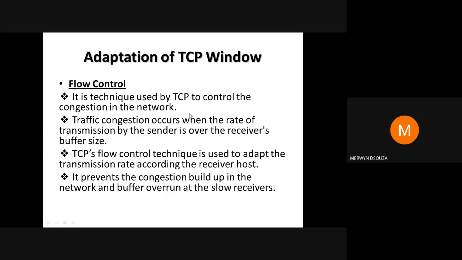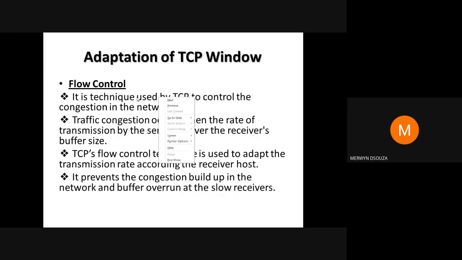So basically we had discussed last time that flow control is a technique used by TCP to control the congestion in the network. And then we had discussed how congestion happens in the network. We had said that the congestion could happen because the buffer in the router may not be able to handle the rate at which the sender is transmitting the data, or the buffer in the receiver may not be able to handle the rate of transmission of the sender. So these are the two main reasons due to which congestion happens in the network.